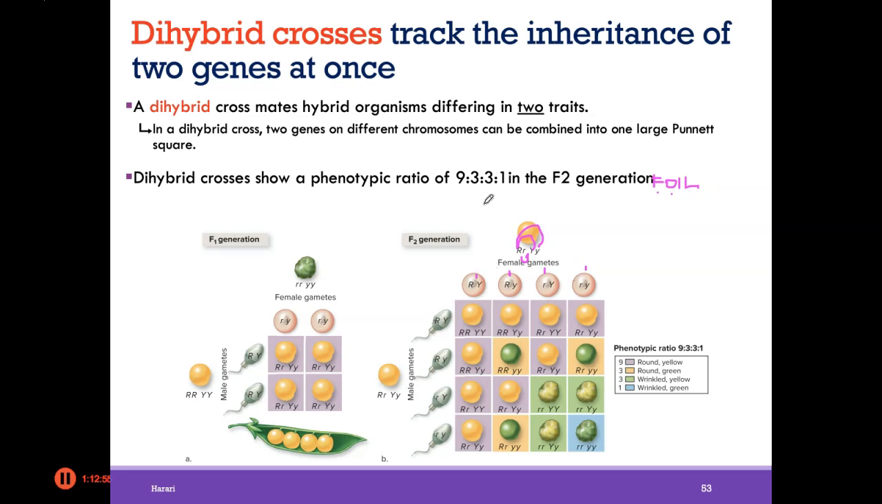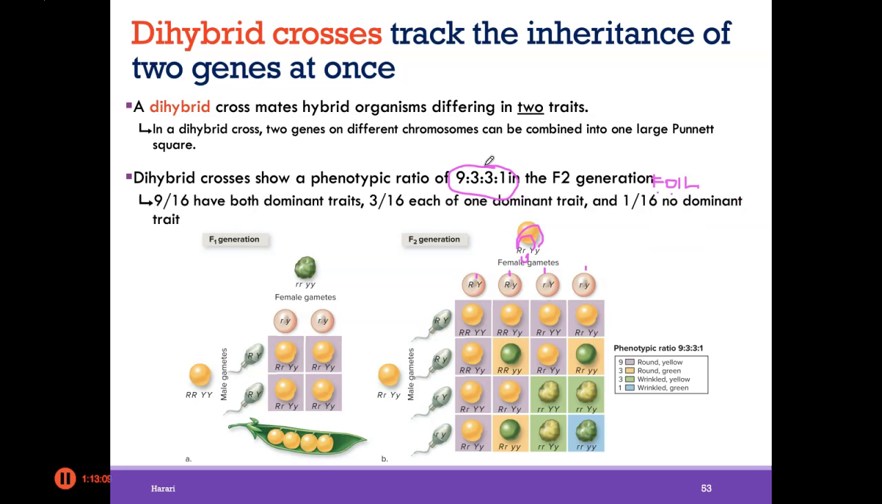You get a phenotypic ratio of 9 to 3 to 3 to 1. This is something you must remember. A 9 to 3 to 3 to 1 ratio is always seen in the F2 generation of a dihybrid cross. What that means is 9 out of 16 will have both dominant traits. 9 out of the 16 will be round, which is dominant, and yellow. So you can count those to be 9 boxes that are round and yellow. 1, 2, 3, 4, 5, 6, 7, 8, 9.